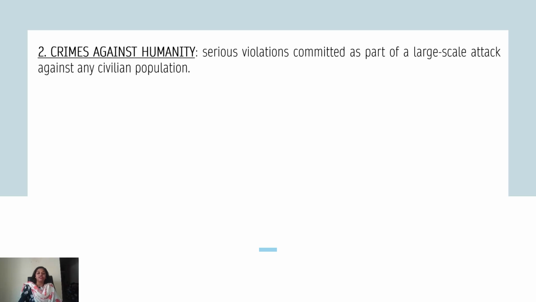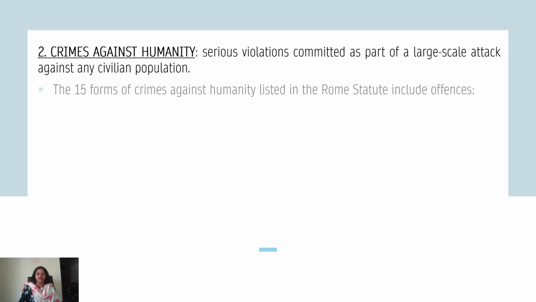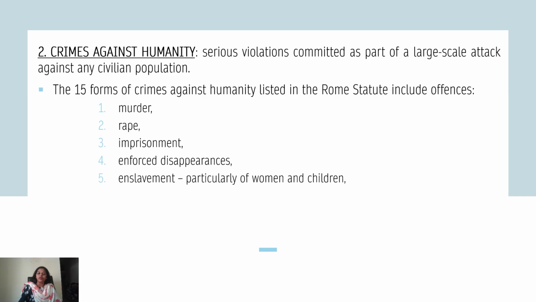Another category of international crime is crimes against humanity. And crimes against humanity are serious violations which are committed as a part of large-scale attack against any civilian population. The Rome Statute mentions 15 forms of crimes against humanity, some of which are murder, rape, imprisonment, enforced disappearances, enslavement, particularly of women and children, sexual slavery, torture, apartheid, and deportation.